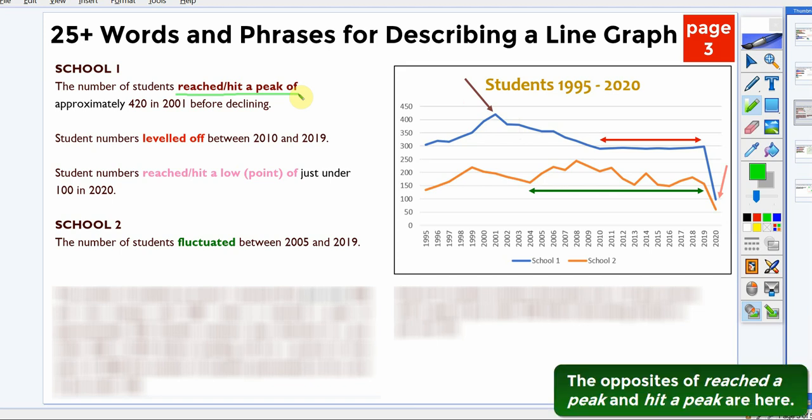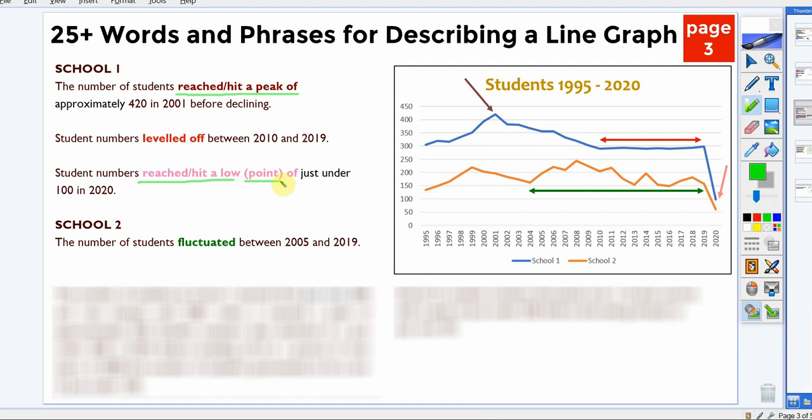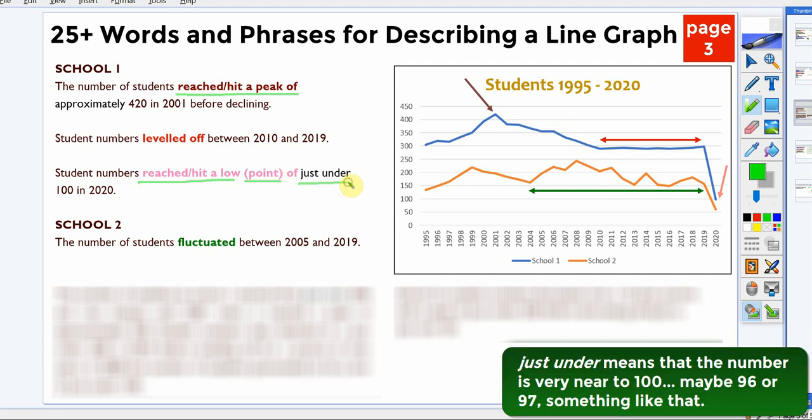The opposites of reached a peak and hit a peak are here. Some people prefer to add this word, but for me, it's just an option. I also want to draw your attention to this phrase. Just under means that the number is very near to 100. Maybe 96 or 97, something like that.